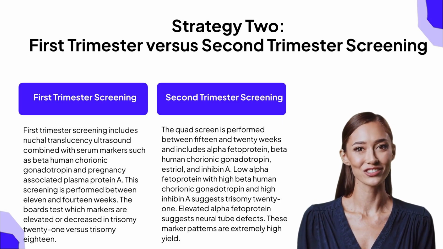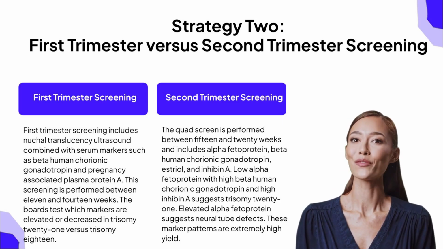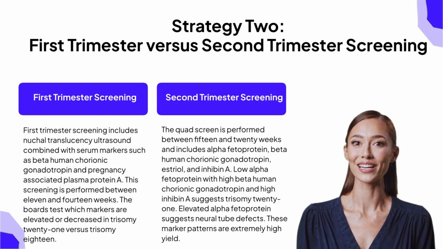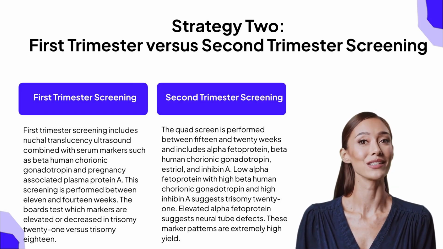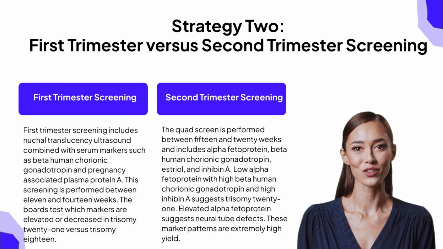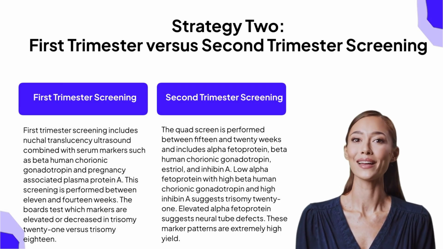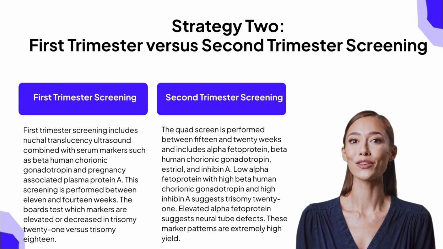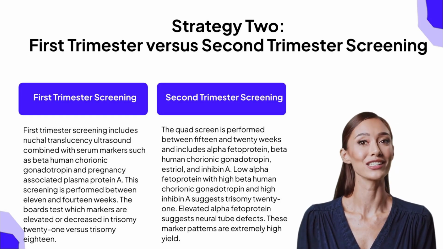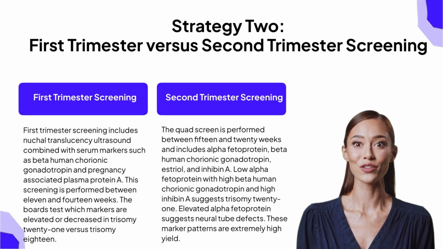For second trimester screening, the quad screen is performed between 15 and 20 weeks. It includes alpha-fetoprotein, beta human chorionic gonadotropin, estriol, and inhibin A. The classic board pattern for trisomy 21 is low alpha-fetoprotein, high beta human chorionic gonadotropin, low estriol, and high inhibin A. Elevated alpha-fetoprotein alone suggests neural tube defects. Memorize these marker patterns because they are extremely high yield on the exam.